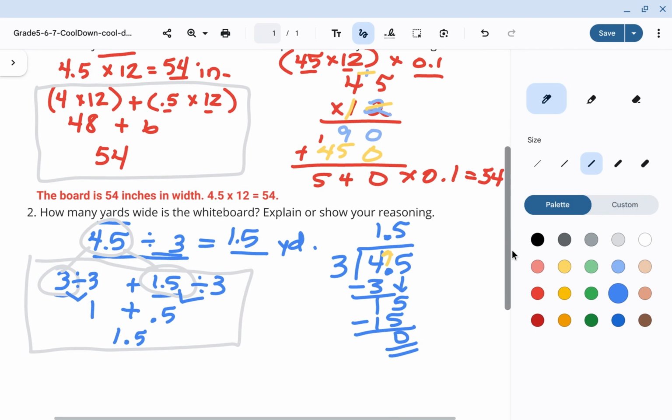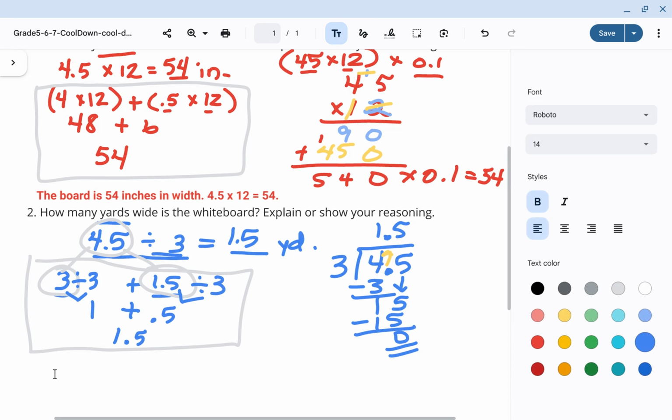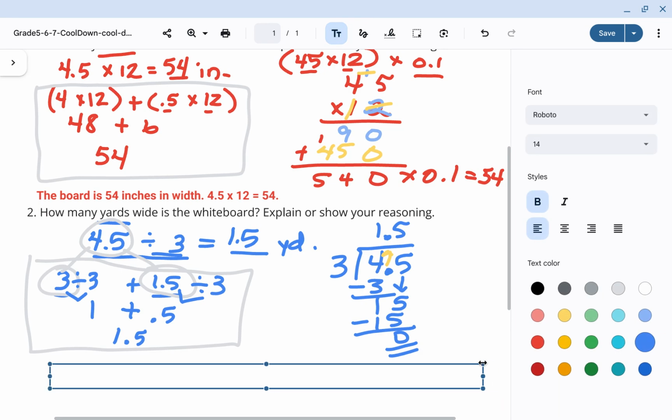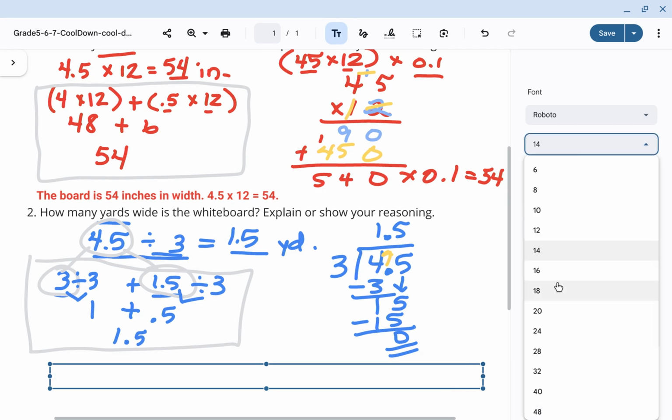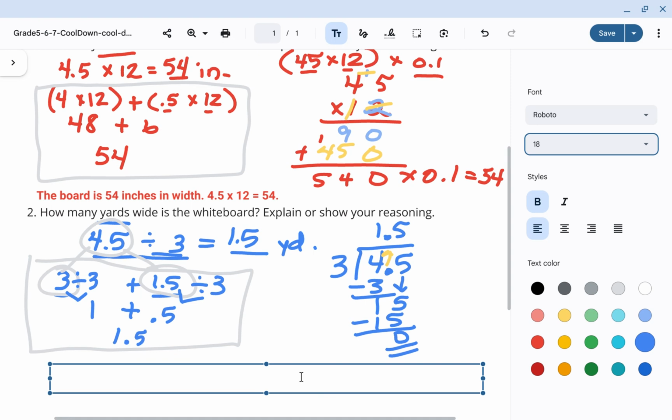So the last thing that I need to do, just to make sure I'm very thorough, I have shown my work, which of course it says to explain or show your reasoning. I have shown my work, and I have definitely made sure that that work was very clear as I solved it. But let's go ahead and relate it back to the prompt. So I'm going to say that the board is 1.5 or 1 5/10 yards. But now I'm going to write out exactly what I did. I did 4 5/10 or 4.5, and I divided that by 3, and of course that equaled 1.5.